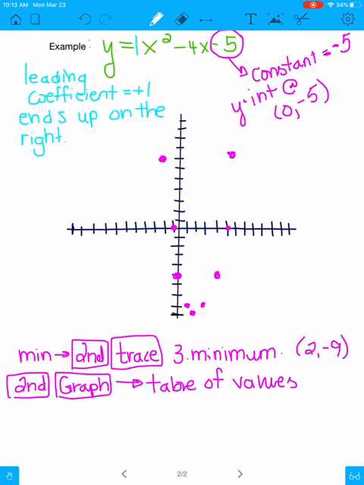Then I'm going to try and connect these and round them because it's quadratic. Oh my goodness. That's not even as bad as I thought it would be. Okay, that's not too bad. So let's check and see if what we said is true. We said y-intercept at negative 5.